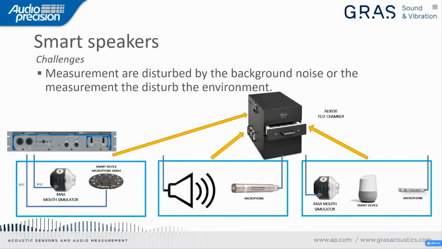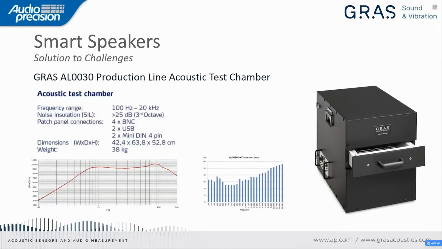This is if we are doing a production test and we don't want the different production lines to disturb each other. An acoustic test chamber, like the Grass AL30, can be used for this purpose.